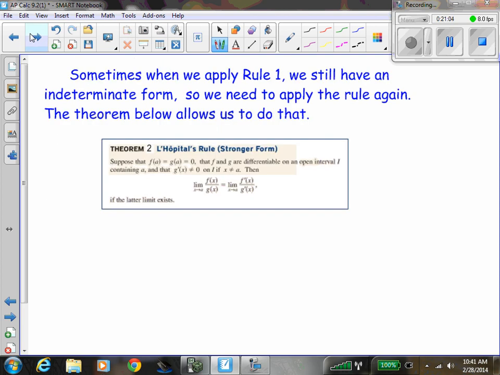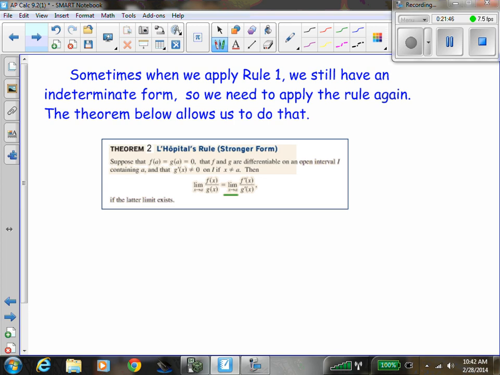All right, sometimes when we apply Rule 1, we still have an indeterminate form. In other words, it could still come out to be 0 over 0 or one of the others that are considered to be type 1. And so we would need to apply the rule again. And so what we're going to say in this form, which is going to be called the stronger form of L'Hopital's rule, is that you can apply the rule over and over and over until you get something that's not indeterminate. Now, because you are going to have to apply it over and over, then right here, you need to put the word limit on this side to make the rule be different than the other one.